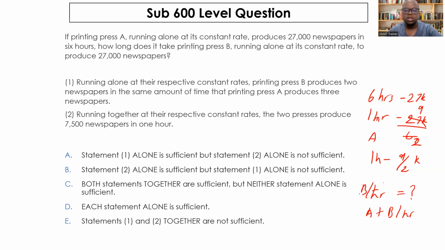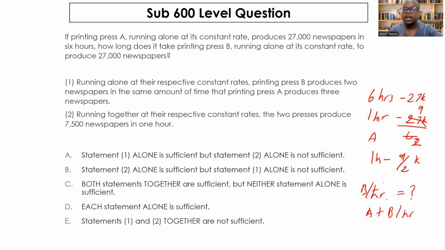If you're able to get to know how much work B can do in 1 hour or in a unit time, then you can get how long it takes to produce 27,000. Or if we get to know what A and B do in a unit time together, because you know what A does in a unit time, we can get what B does in a unit time. Therefore, we can get how many newspapers it does. Again, in data sufficiency, such questions don't require you to get the actual answer unless you're asked for it. It's just supposed to prove that the statements are sufficient in answering the question stem. That is the main thing to look at.